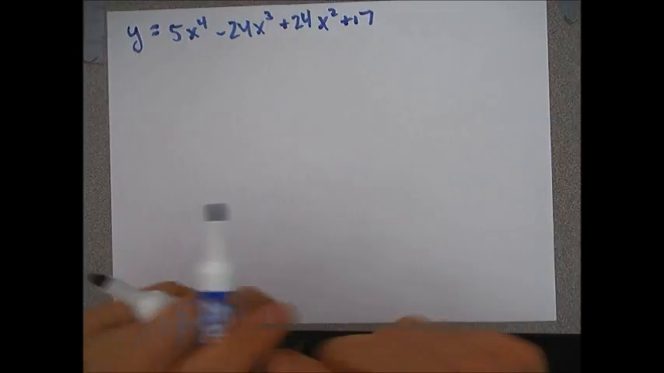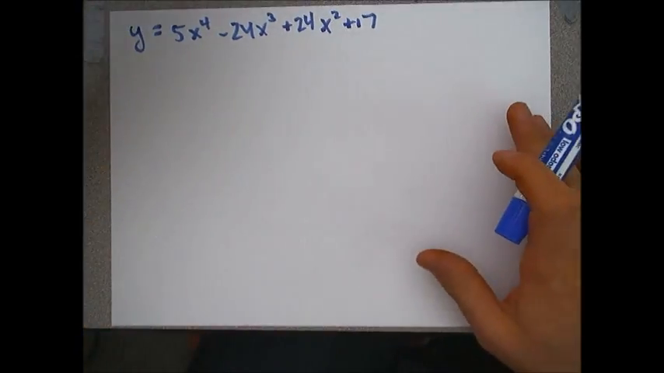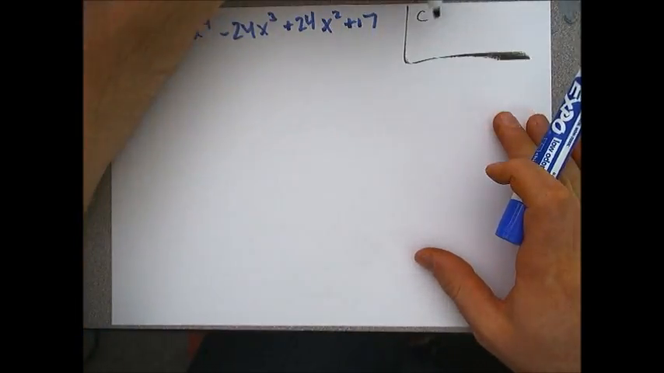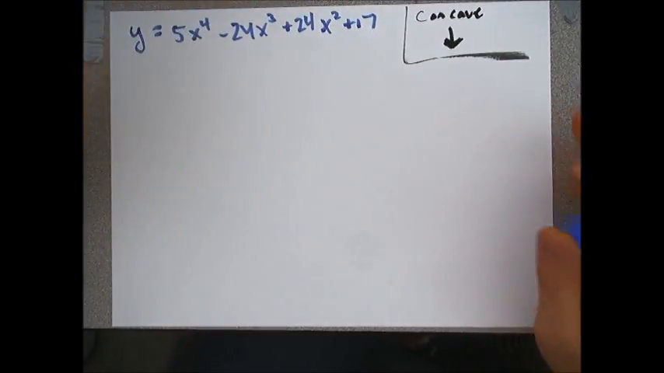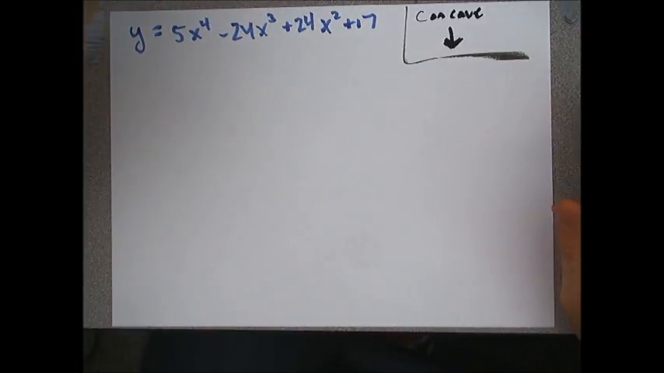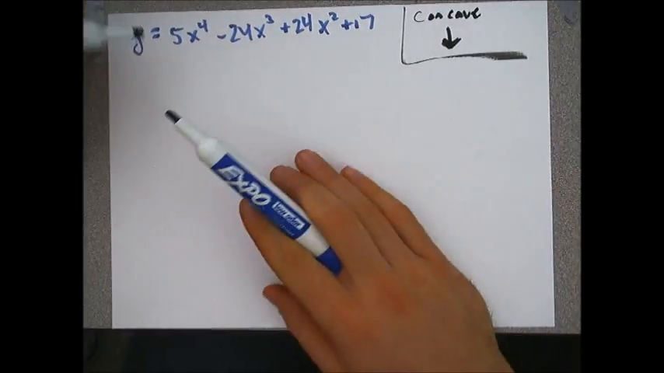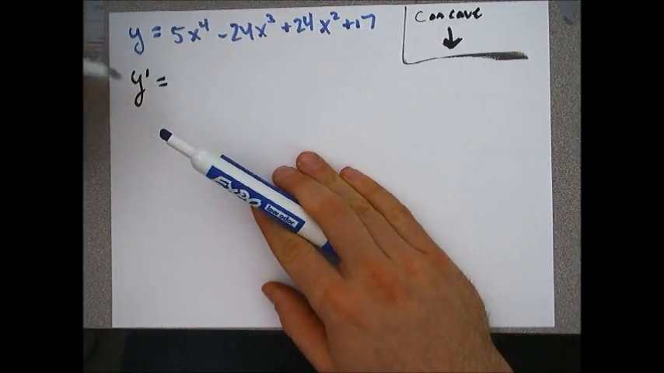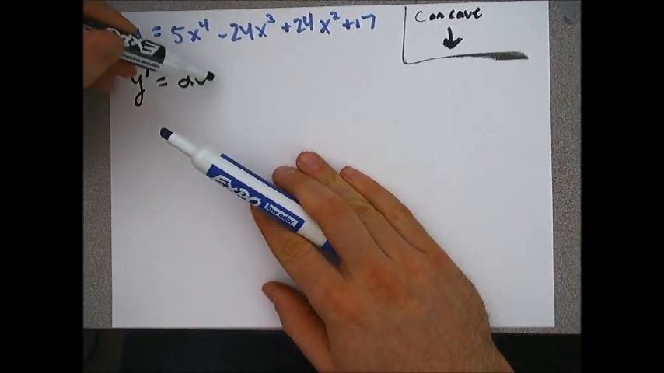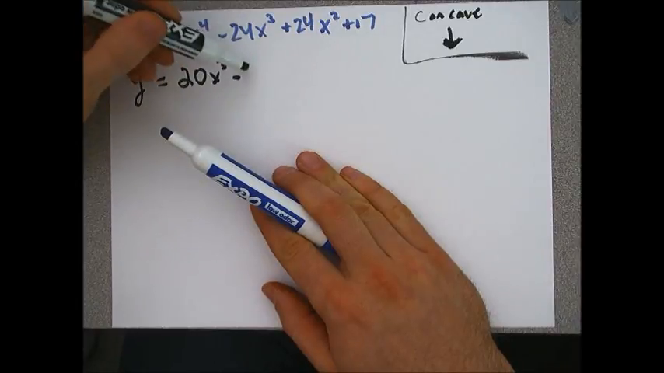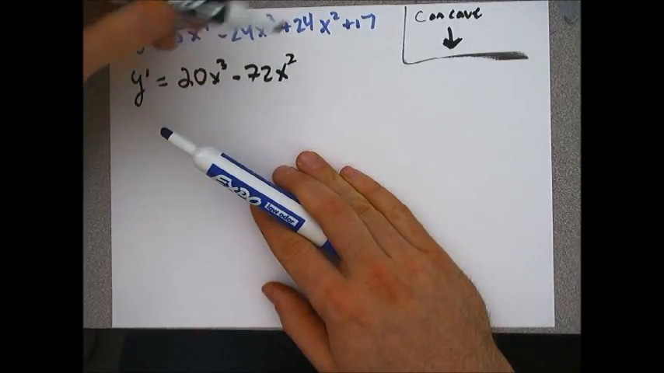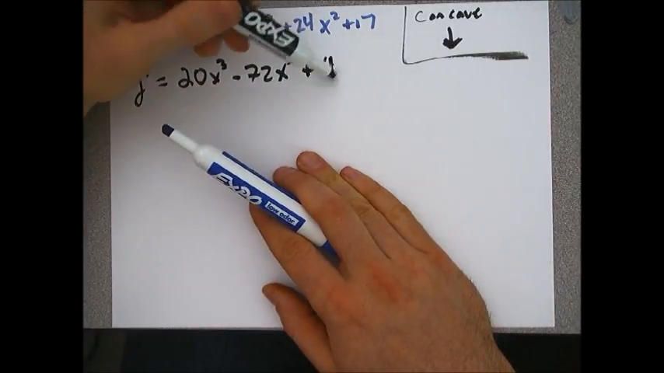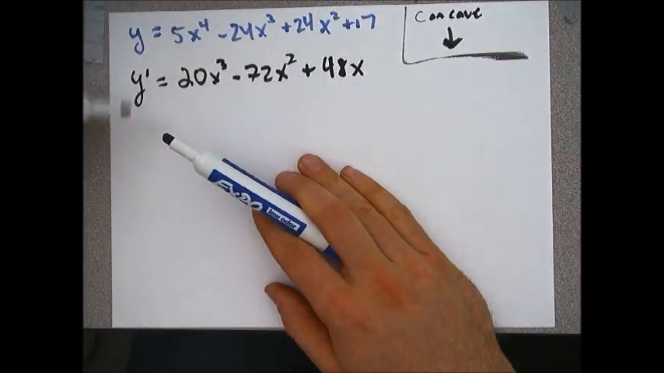Okay, given this equation, we want to figure out where it is concave down. If I want to talk about concavity, I need to find which derivative? The acceleration, second derivative. So currently I don't even have the first one, so I want to start with saying the first derivative is equal to 20x to the 3rd minus 72x squared plus 48x.